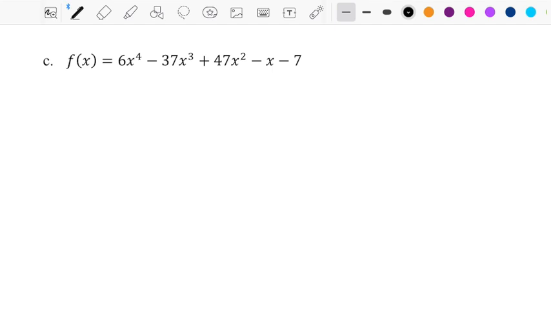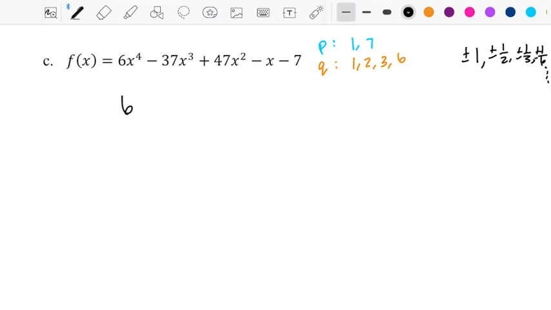Last example in this section, there really is no good approach to this, so we resort to our p's over q's. So the choices for our factors of p are 1 and 7, and the choices for our factors of q are 1, 2, 3, and 6. Plus or minus 1, plus or minus 1/2, plus or minus 1/3, plus or minus 1/6, and so on. There's a whole bunch of them, right?